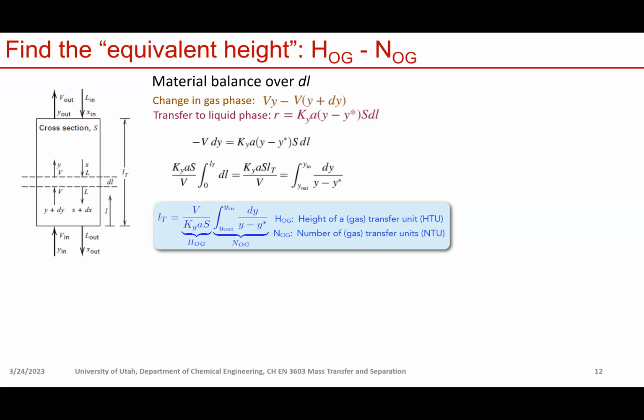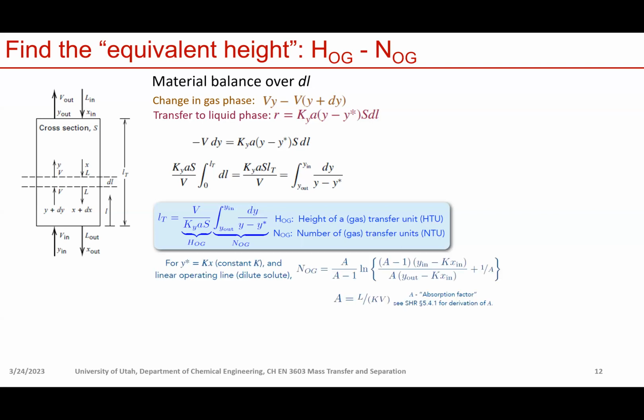This integral gives you L_T, right? Then you divide this term to the right-hand side. So you will have V divided by KyaS multiplied by this integral. Now, if we look at this equation, we notice that this term has no unit, right? Because it's y divided by y. So it's unitless, and the physical meaning is the number of gas transfer units, NOG. And this term will give you a parameter that has the unit of length, right? So the physical meaning of this is the height of a gas transfer unit, HOG. Okay.